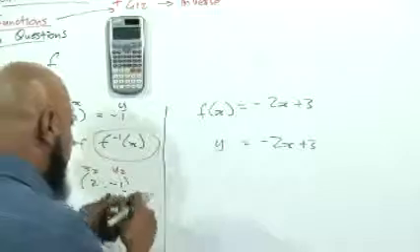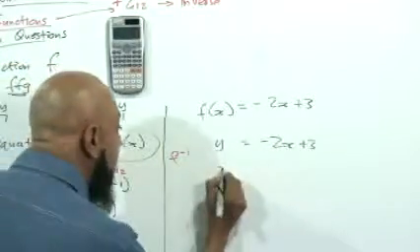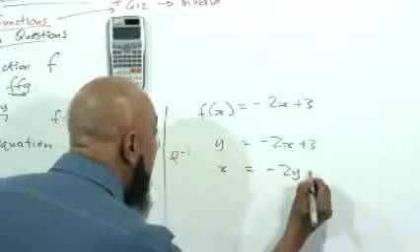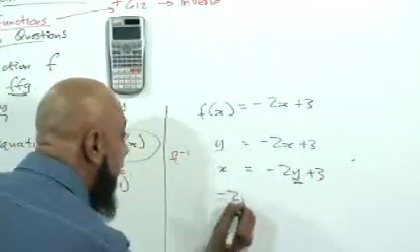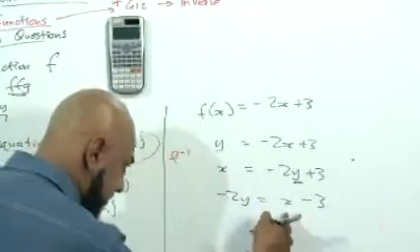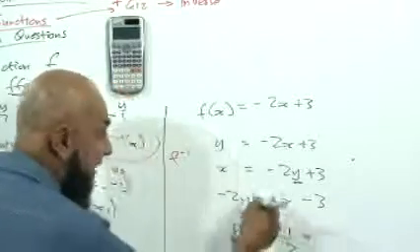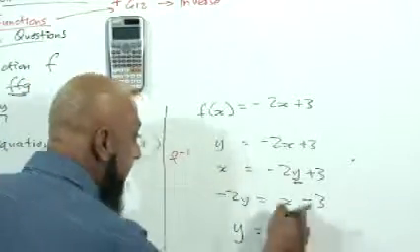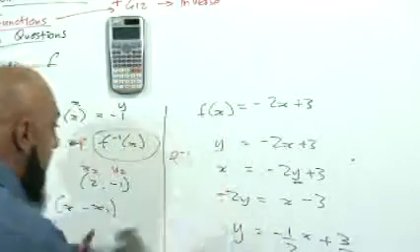We want the inverse function f inverse. So obviously swap the x and y. So x is equal to minus 2y plus 3. Now make y the subject of the formula. So minus 2y is equal to x minus 3. Divide by minus 2, divide by minus 2. y is equal to minus a half x, or minus x over minus 2. Negative divided by negative, positive 3 over 2. And that is our final answer.